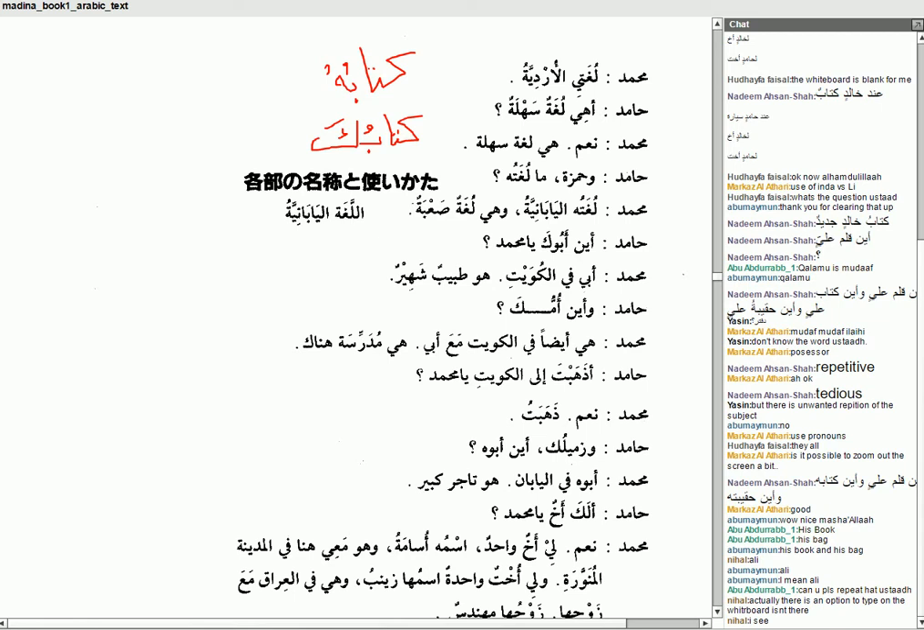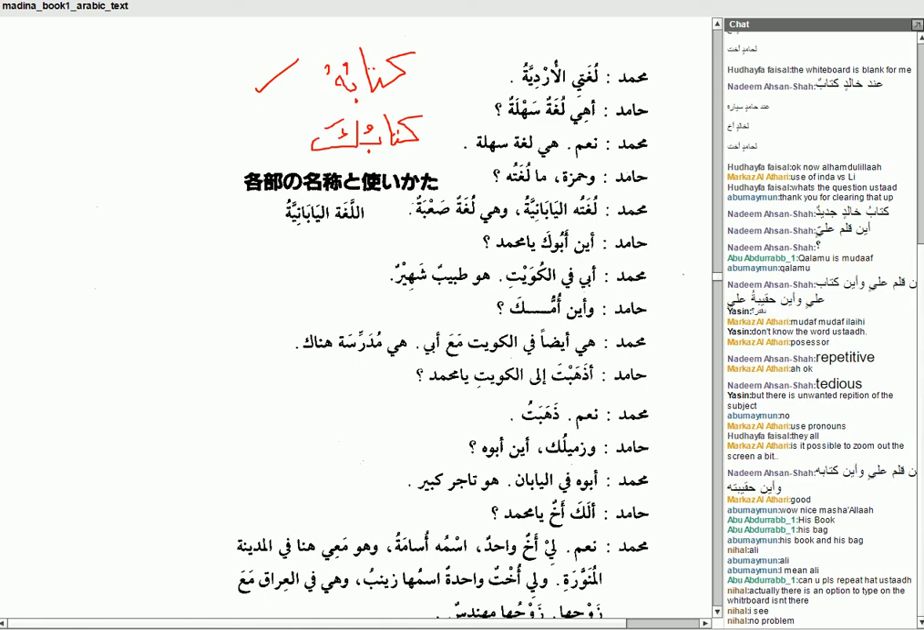Kitabuka, your book. Kitabuhu. What's the difference, Abu Abdul Rab, between the first one, kitabuhu, and the second one, kitabuka? What's the difference between these two? Number one and number two.